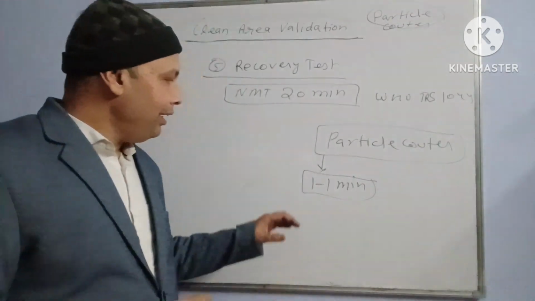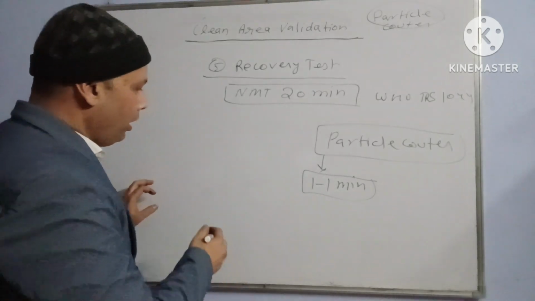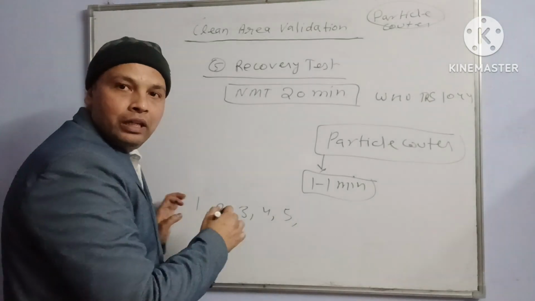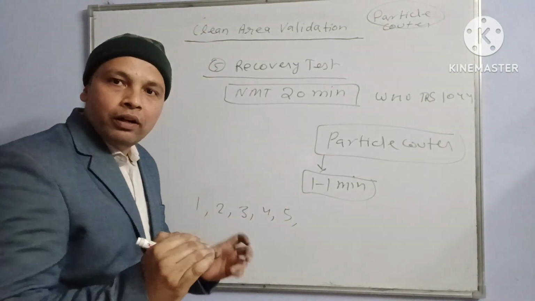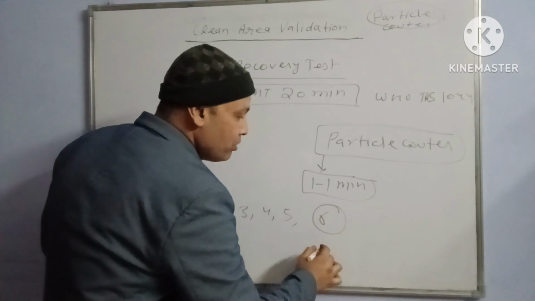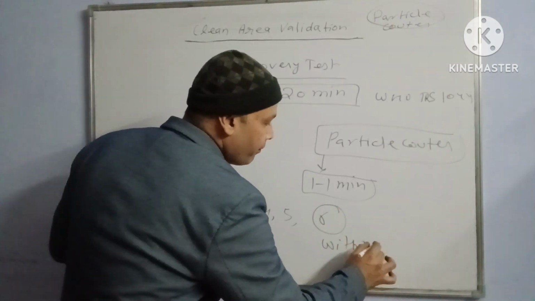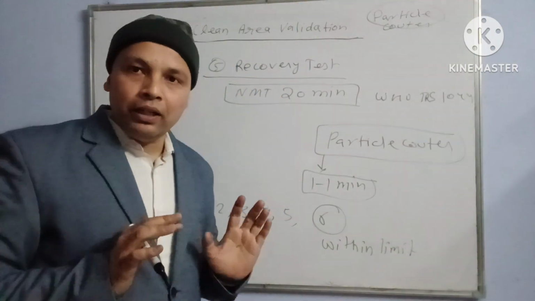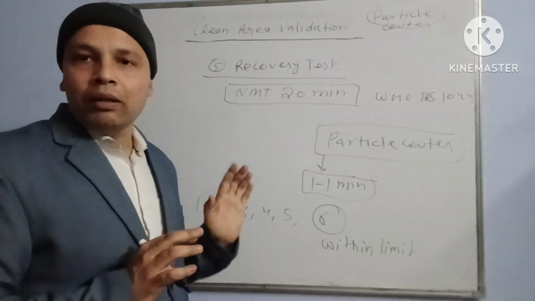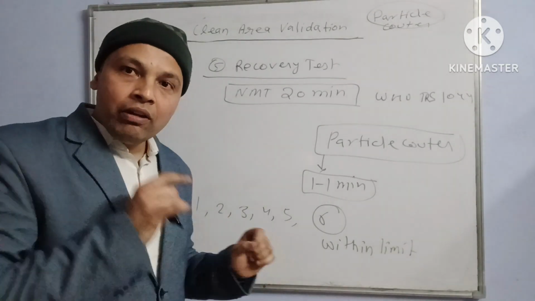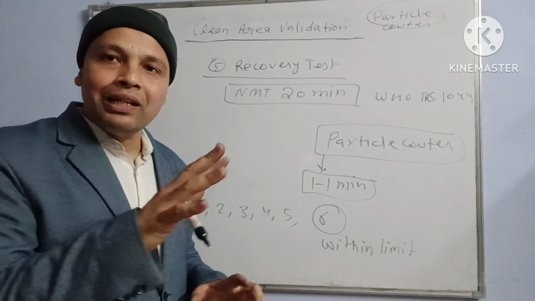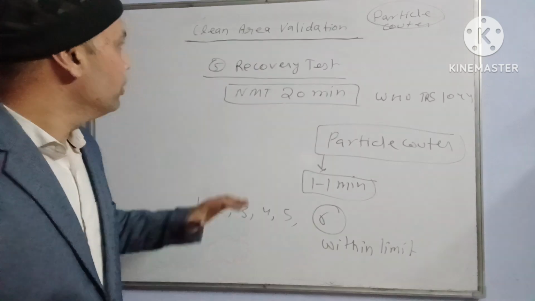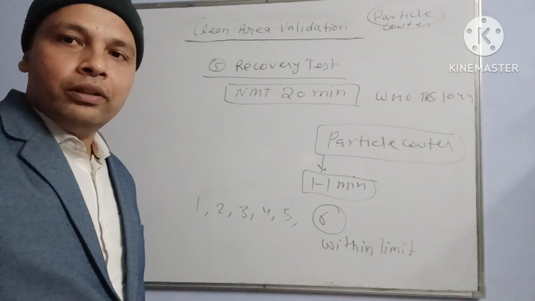We have to see the minimum time within which it comes within limit. We ran with a 1 minute reference. At 1 minute the area failed, and at 2, 3, 4, 5 minutes the particle counts are coming down, and at 6 minutes the area is within limit. So that particular room recovery is 6 minutes. It is okay because it is coming under 20 minutes, right? In the same way we need to check all the areas of ABCD grade that area recovery is coming within this 20 minute time or not. So this is the recovery test.